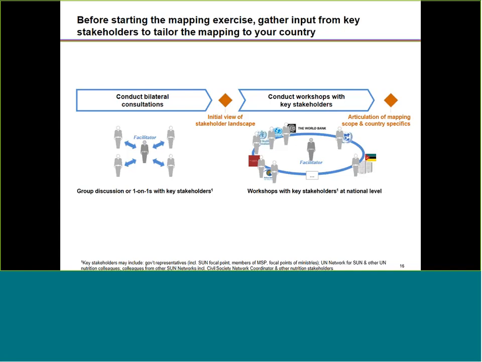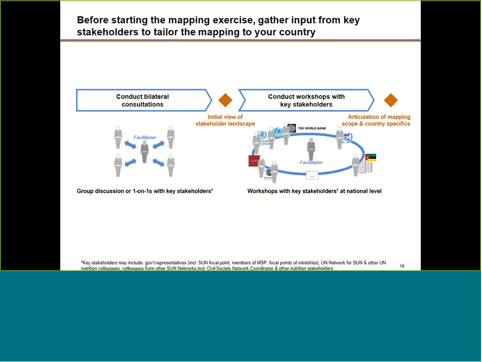The next step is to conduct a more formal workshop with key stakeholders across multiple sectors and types of organizations in order to gain consensus around the mapping scope and country specifics. Key steps include ensuring that the actors are aligned on the mapping objectives and its process, and identifying who the mapping team and technical lead will be at the country level. The nutrition landscape can be discussed and fine-tuned to ensure a common understanding of priorities.